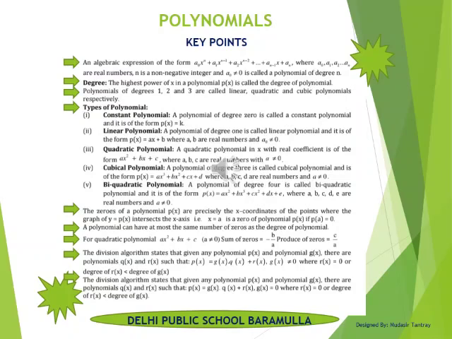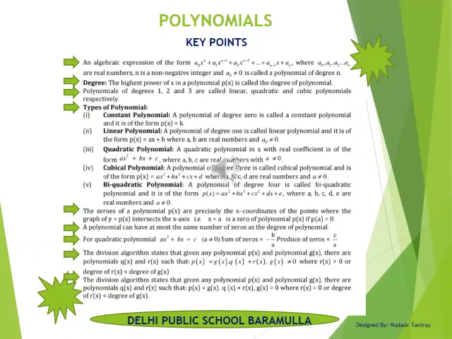Linear polynomial. A polynomial of degree 1 is called a linear polynomial, and it is of the form p(x) = ax + b. This is also known as the general form of a linear polynomial, where a and b are real numbers and a should not be equal to 0.